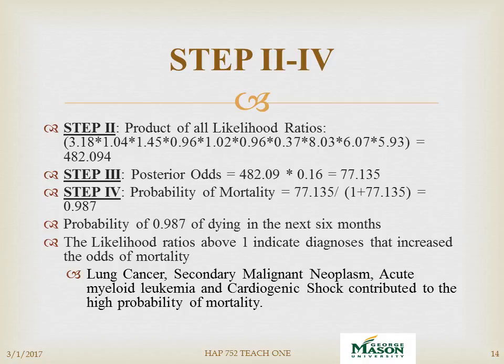So there's a chance that the patient will die in the next 6 months. The likelihood ratios that are above 1 indicate diagnoses that increased the odds of mortality. So out of the 10 diagnoses that the patient has, lung cancer, secondary malignant neoplasm, acute myeloid leukemia, and cardiogenic shock contributed to the high probability of mortality.